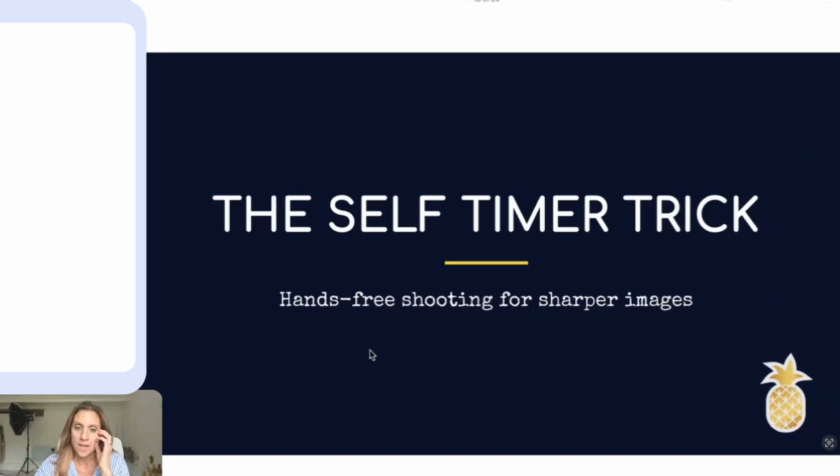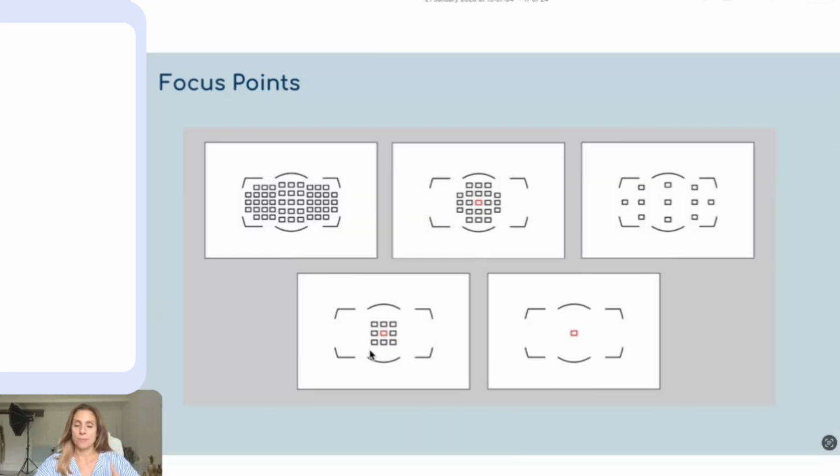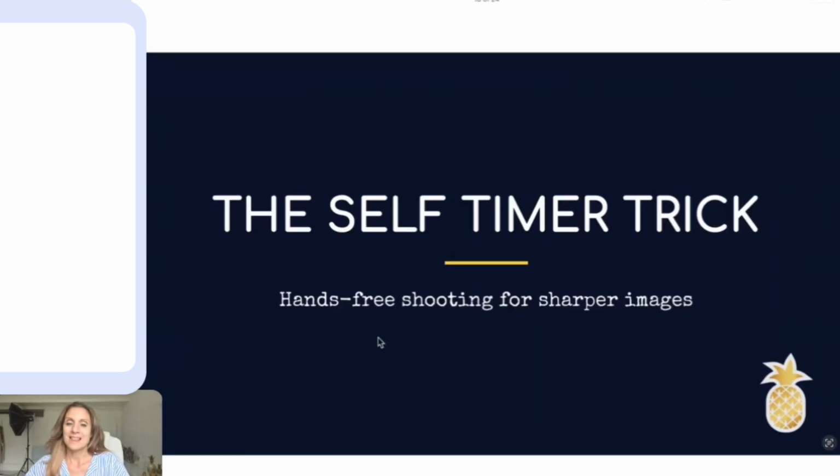So on the back of your camera, you will be able to see with your make what it is that you put yours on, but you're looking for the smallest one or the next one up on your focus points. Okay, then we are looking at the self timer trick.